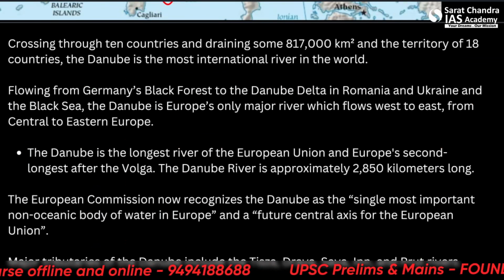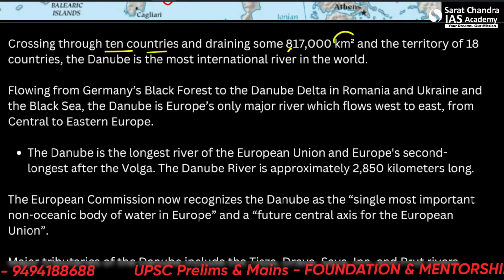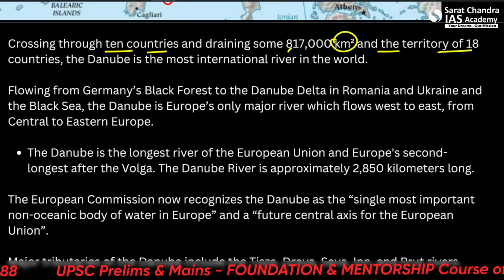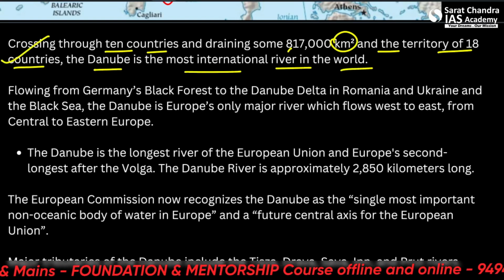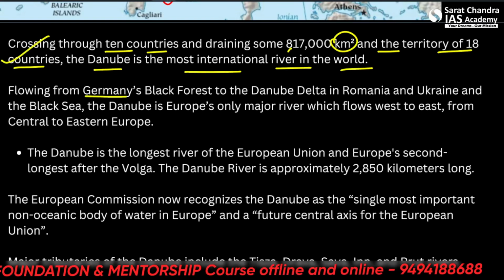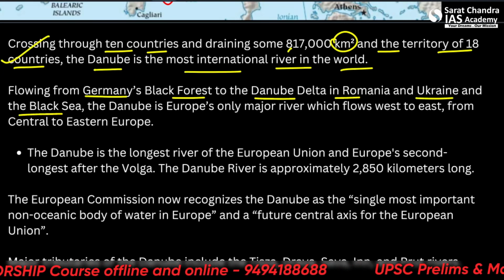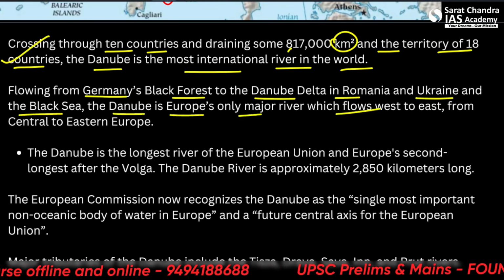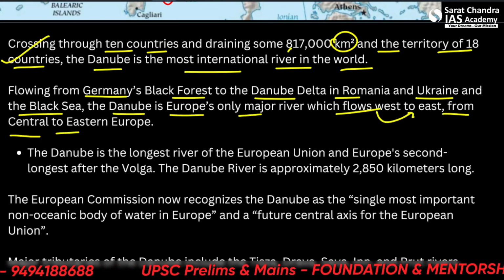Crossing through 10 countries and draining some 817,000 square kilometers, an area covering the territory of 18 countries, the Danube is the most international river in the world. So please remember this fact. Flowing from Germany's Black Forest to the Danube's delta in Romania and Ukraine and the Black Sea, the Danube is Europe's only major river which flows from west to east. Okay, from central to eastern Europe.